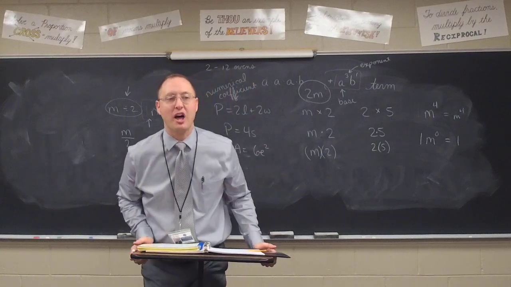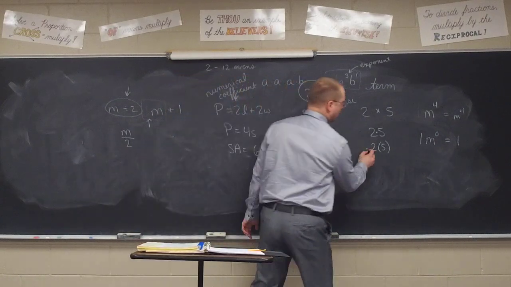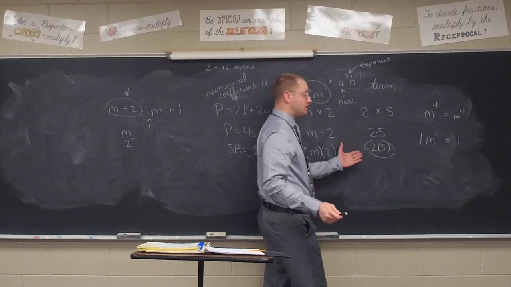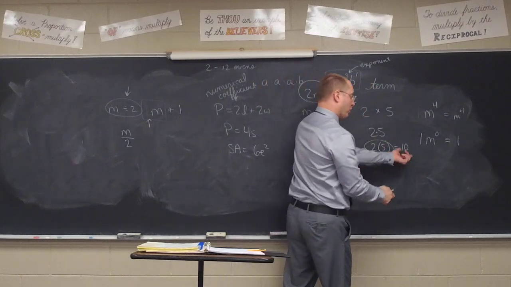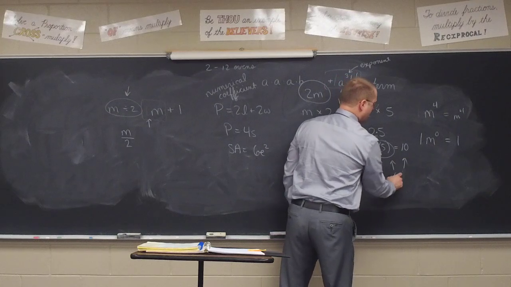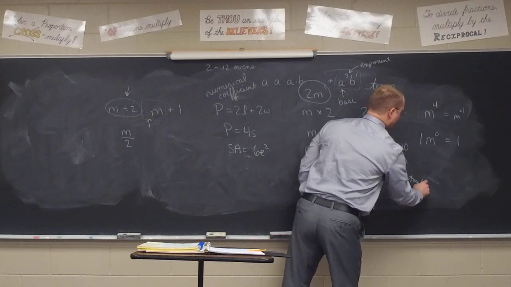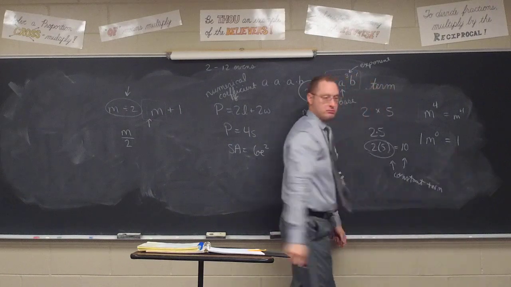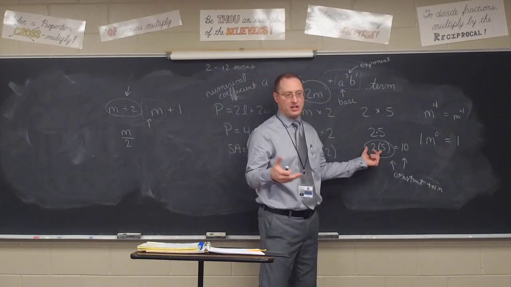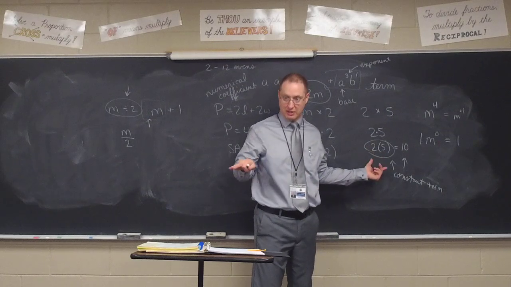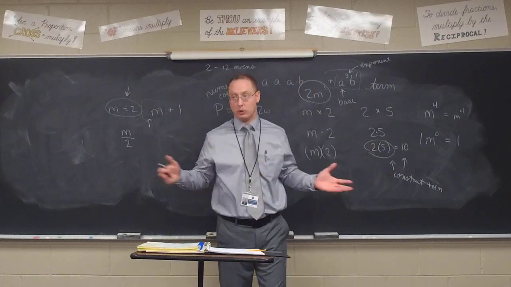If a term has nothing but constants, for instance, class, what is 2 times 5? 10. There's no variable in that. This 2 times 5, or the 10, either way you want to look at it, is called a constant term. Because all it is is a constant. Or if you want to think of it in its factored form, it's got nothing but constants. No letters in it. Does that make sense? Constant term ain't got no letters.